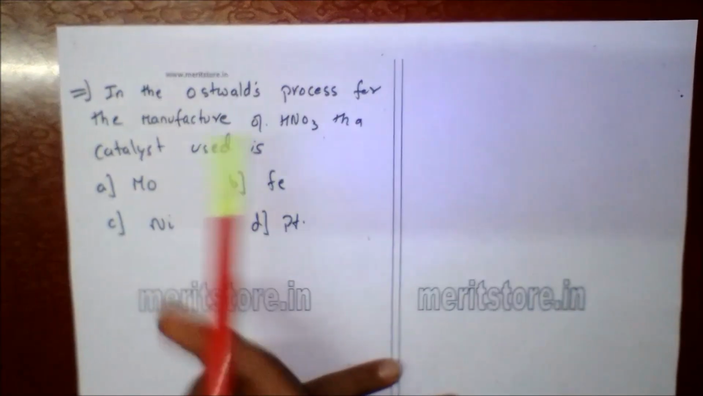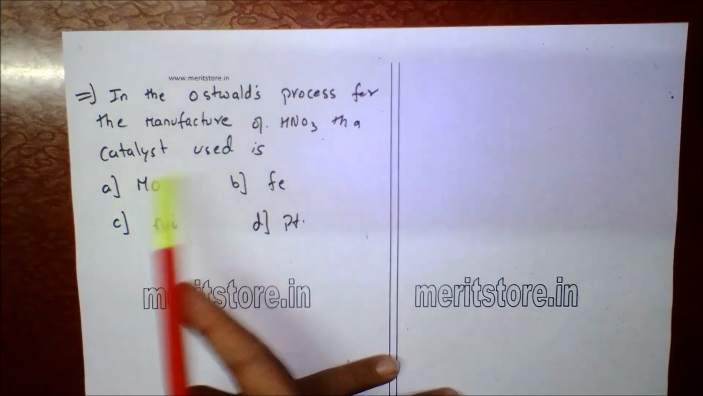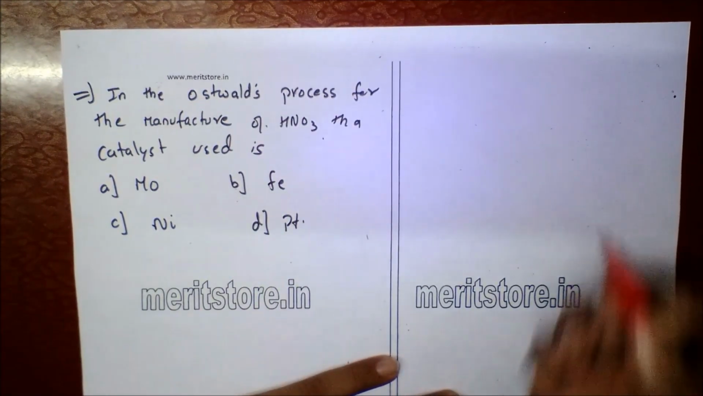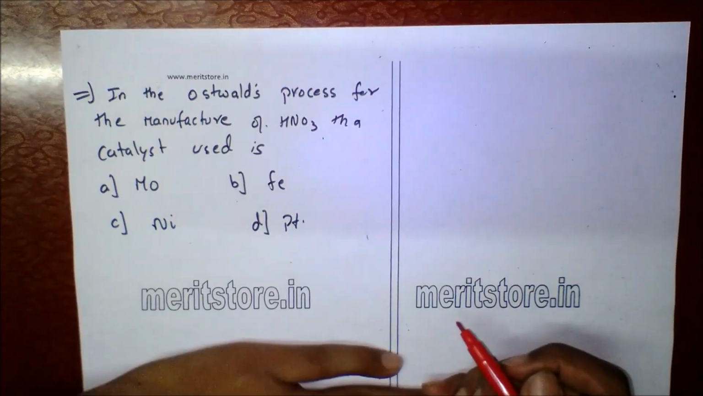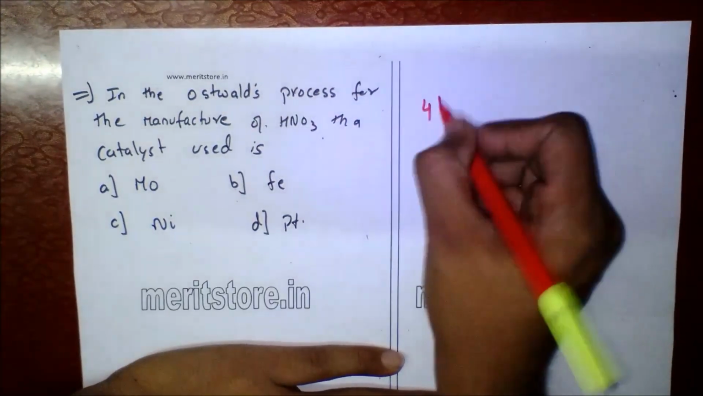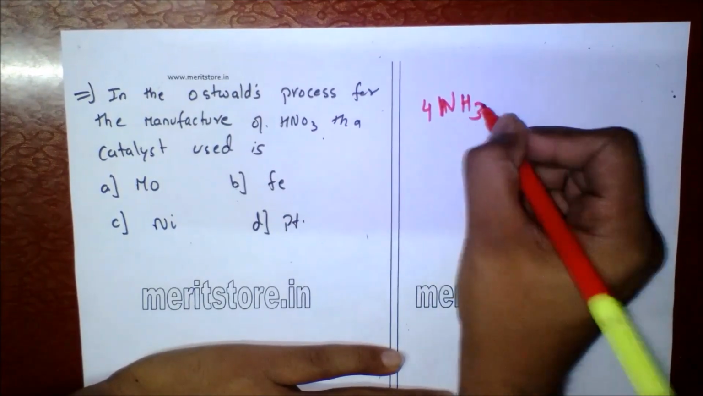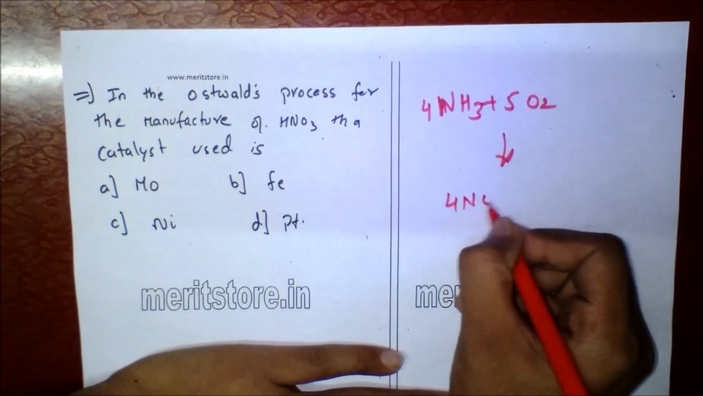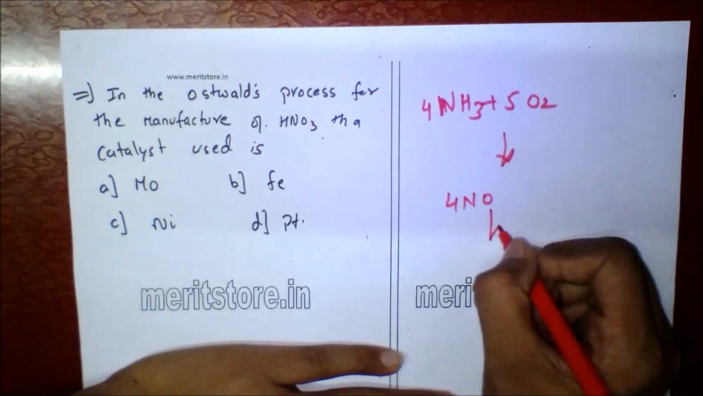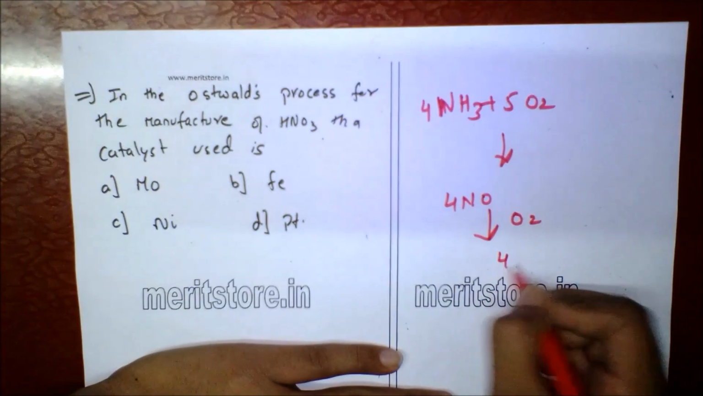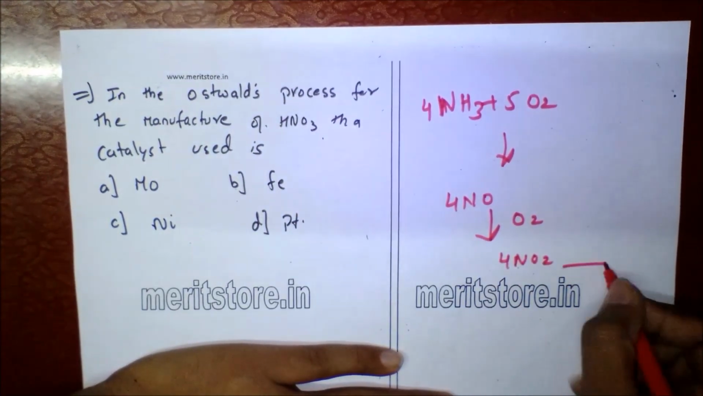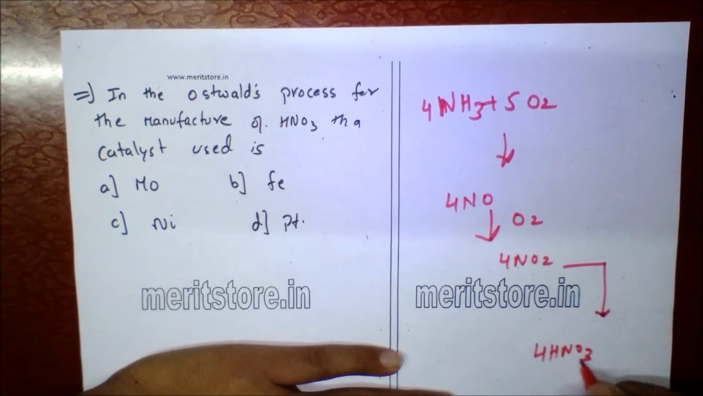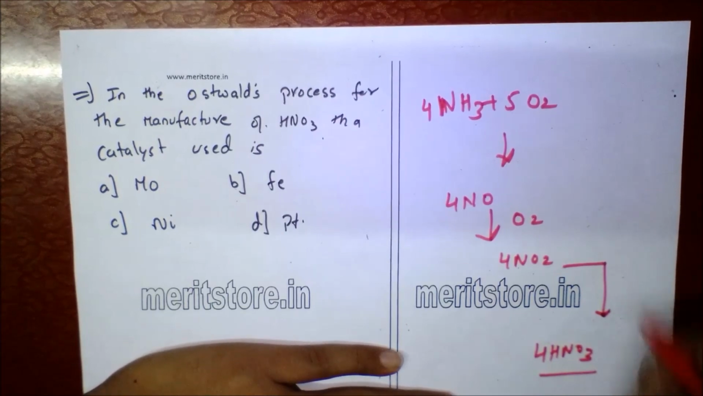In the Ostwald's process for the manufacture of HNO3, the catalyst used is A. MO, B. Fe, C. Ni, and D. Pt. Now, the Ostwald process for the manufacture of HNO3 is given as 4NH3 plus 5O2 gives 4NO, which on further oxidation gives 4NO2, which on further reaction gives 4HNO3.